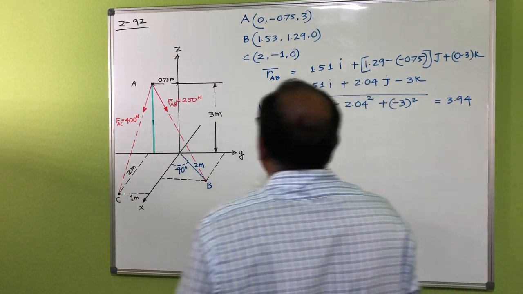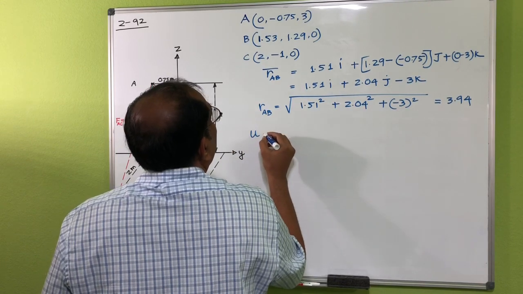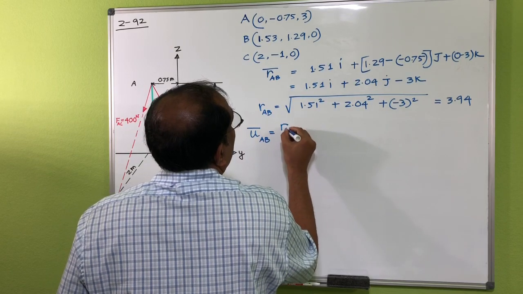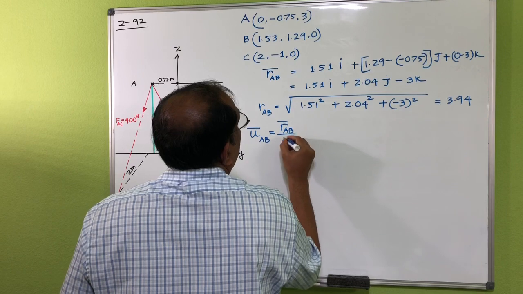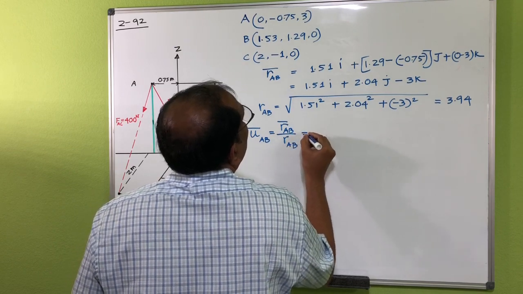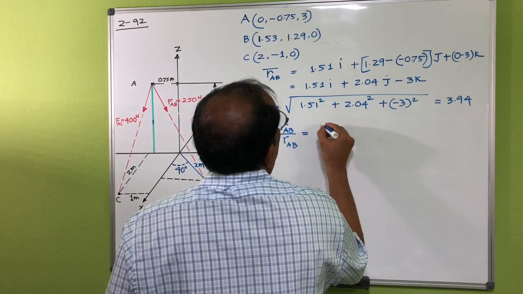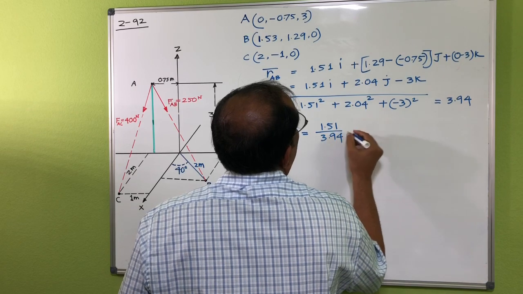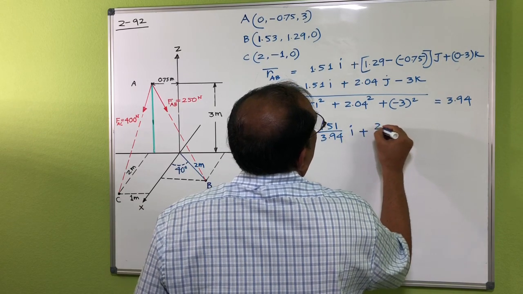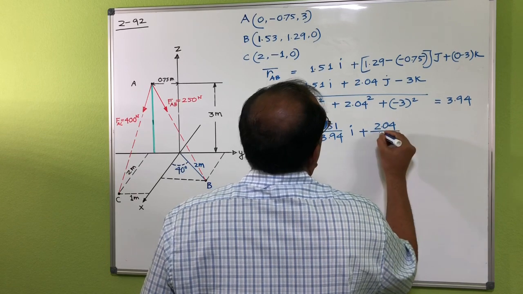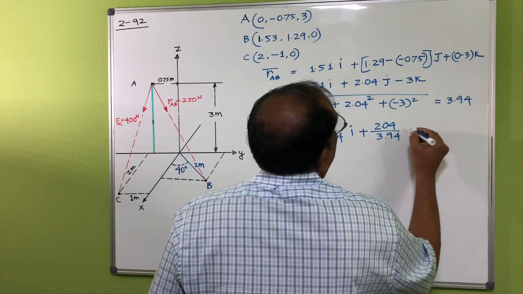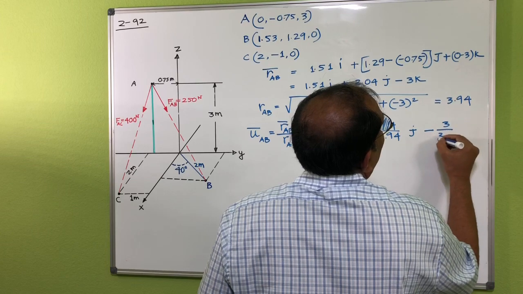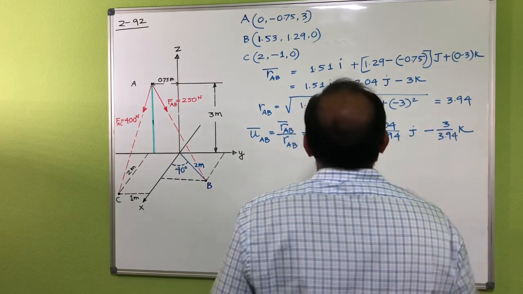So the unit vector for AB, that's basically RAB divided by the magnitude of AB. So you can see 1.51, J, minus K.